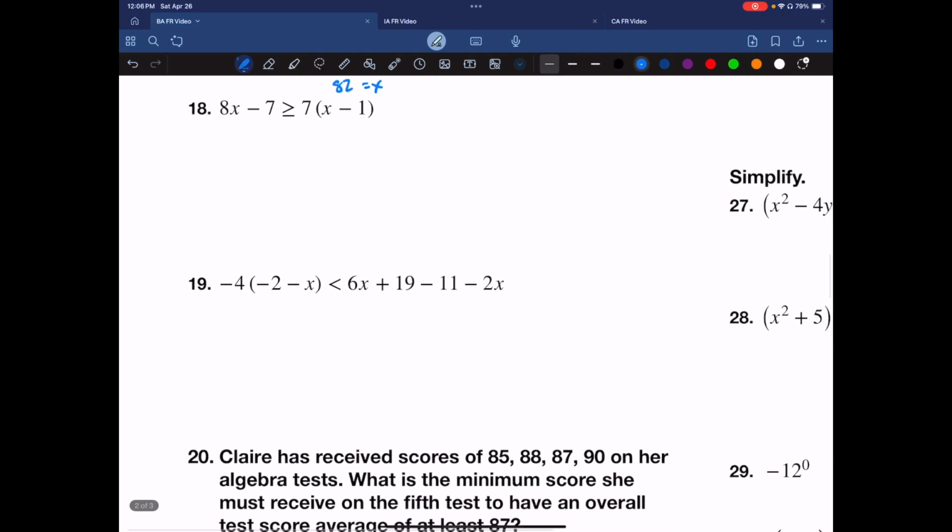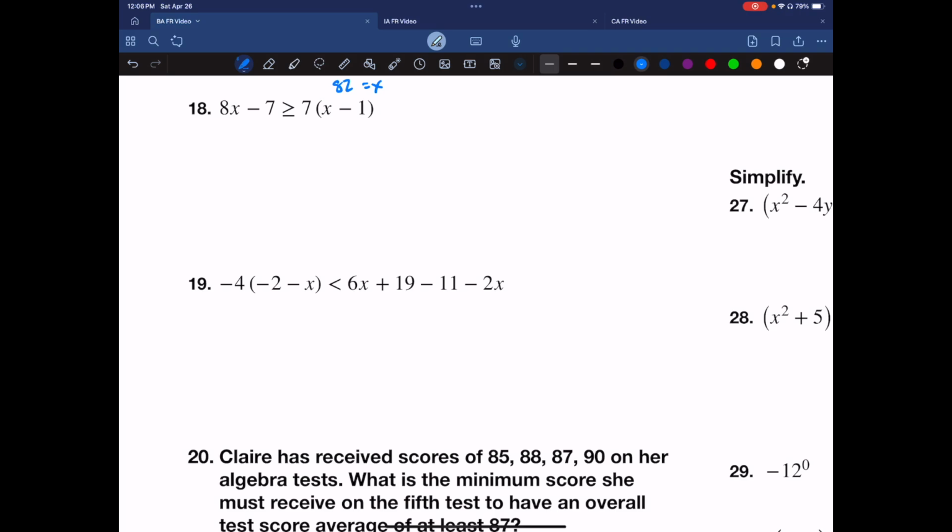All right, 18, dealing with inequalities. Okay, so a couple things here that we need to be on the lookout for. First of all, you're going to work it the same way you would a normal equation, but you want to make sure that your x's or your y's or whatever your variable is ends up on the left, and everything else is on the right, because we read inequalities from left to right.